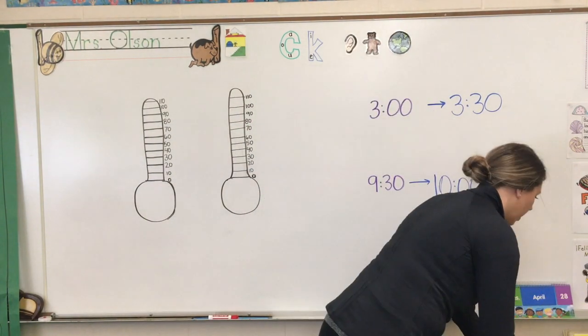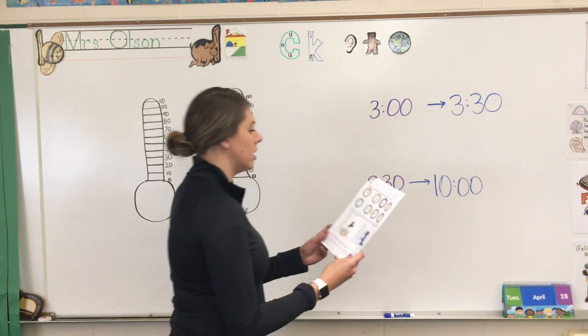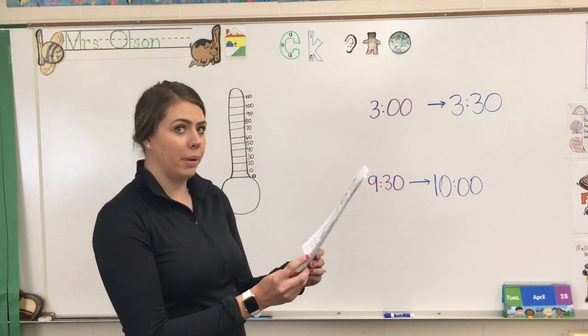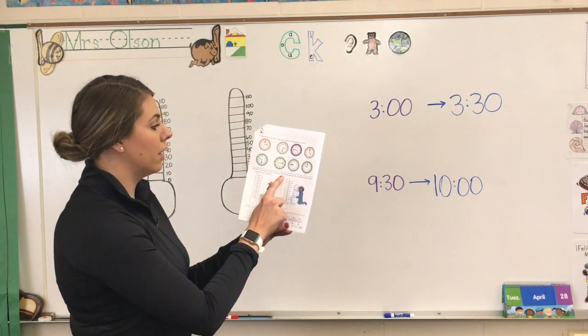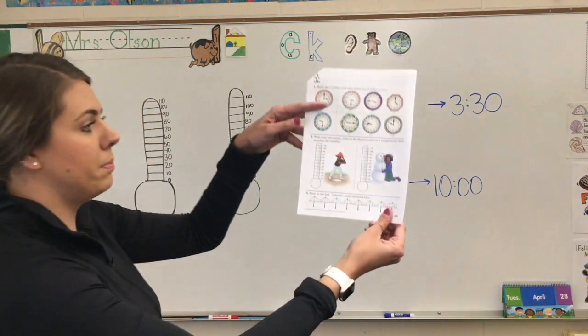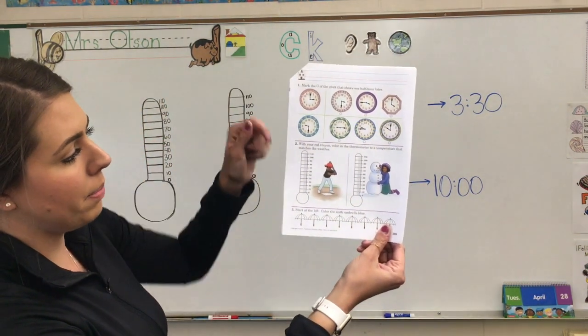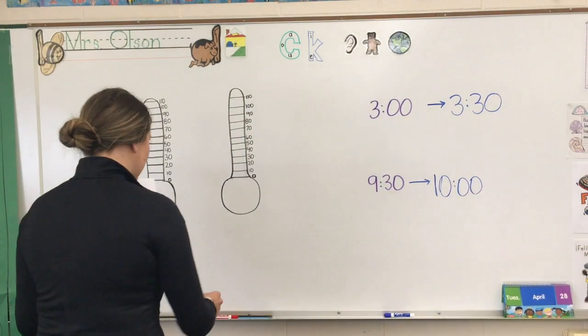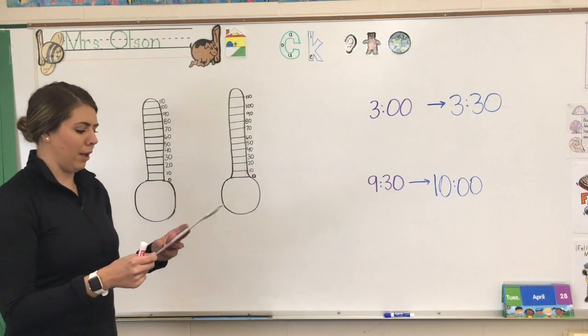Okay, and then the next part, number 2, it says with red crayon, you could use a color pencil if you have one, color in the thermometer to a temperature that matches the weather. So on the very first picture, you can see that it's a boy playing baseball. So what kind of temperature would we have if the boy was playing baseball?